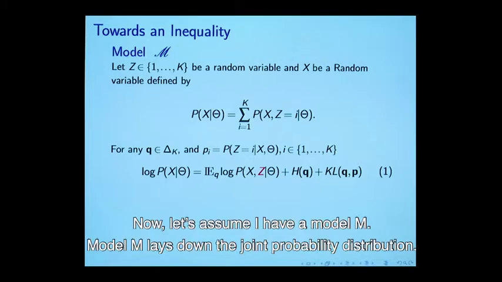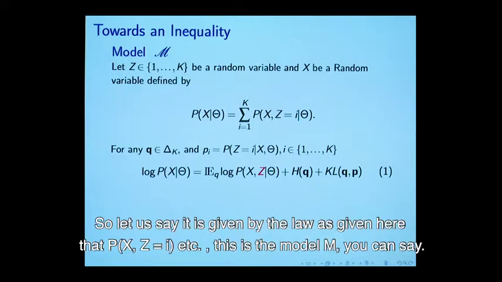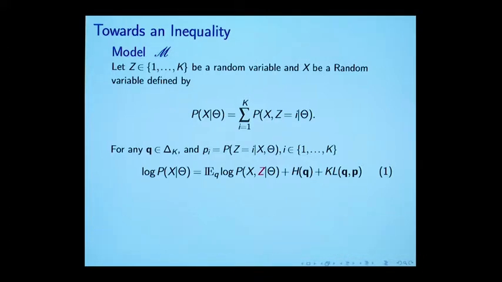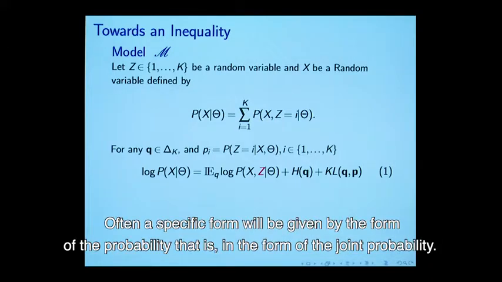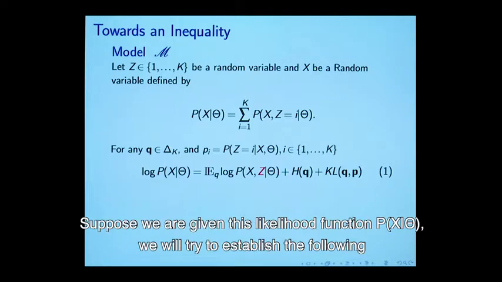So, now let us assume I have a model M. Model M lays down the joint probability distribution. So, let us say it is given by the law as given here, that P of x and z equals I, etc. This is the model M, let us say. Often a specific form would be given by the form of the joint probability, right. Suppose given this likelihood function P of x given theta.